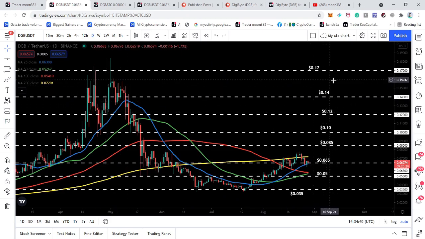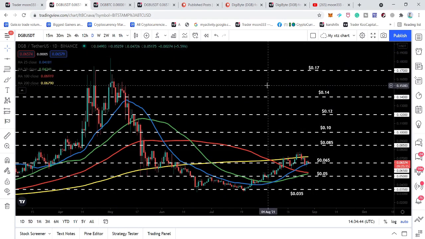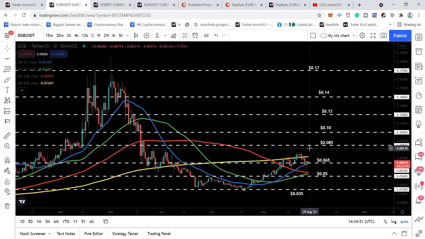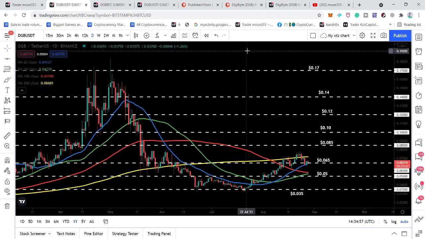And then we have the next resistance at 14 cents, and our final resistance will be at 17 cents. I believe once the price line will be able to break out this 200 simple moving average, then it can even move up to 17 cents to make another powerful attempt to break it out.